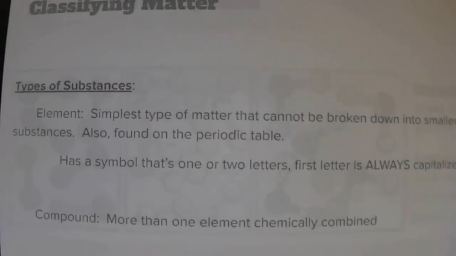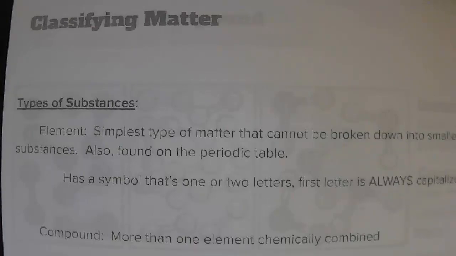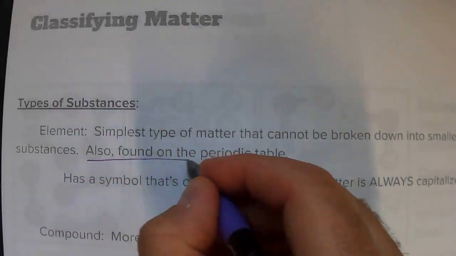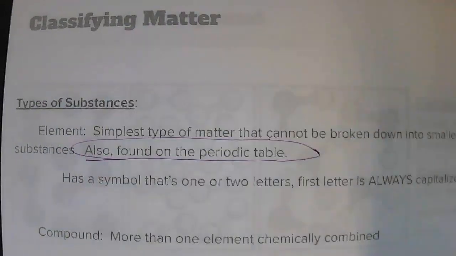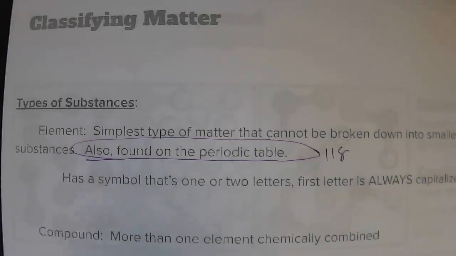So there are two types of substances. Again, you're probably going to want these definitions written down, so I would definitely pause the video and write them down. An element can't be broken down into smaller substances, but the thing that you're going to want to know is that it's always found in the periodic table. There are 118 elements, and that's it.